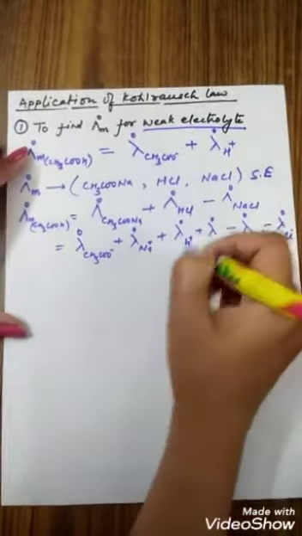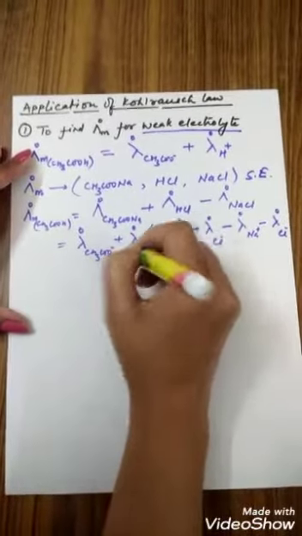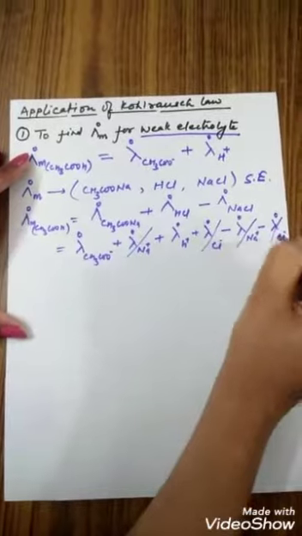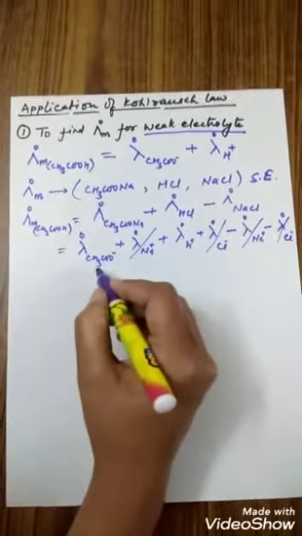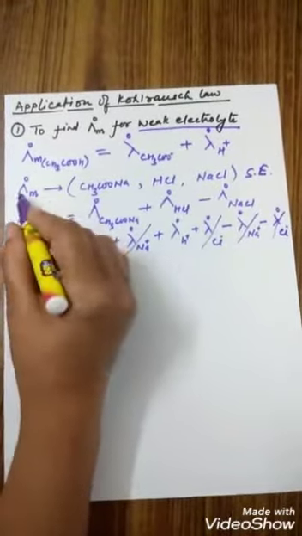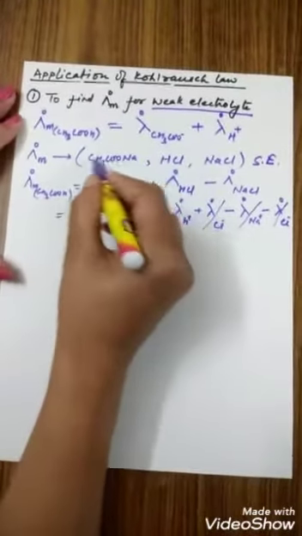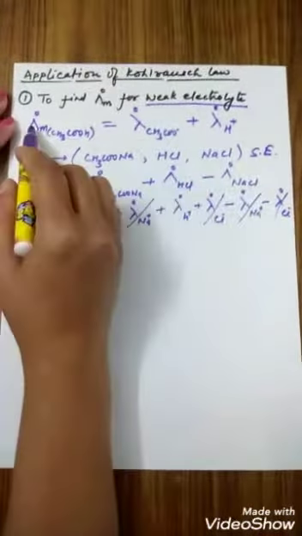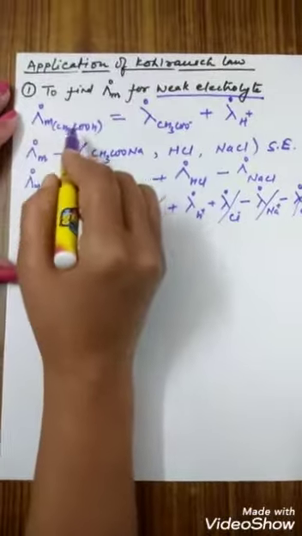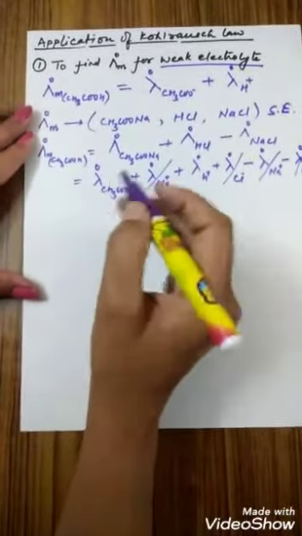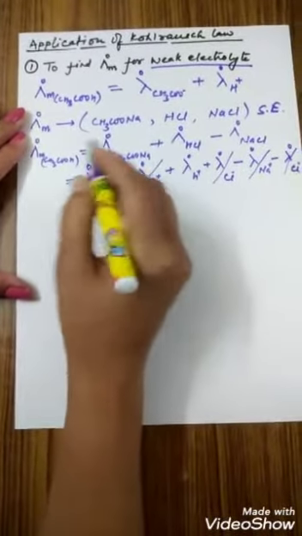Now, the ionic conductance of Na plus cancels with this, and Cl minus cancels with this. Now, what is left? Lambda m naught of acetic acid. So we have reached this equation. It means with the help of lambda m naught of these three strong electrolytes, we can find lambda m naught of a weak electrolyte. So this is a very important application of Kohlrausch law. You will get many numericals on this in your NCERT book.